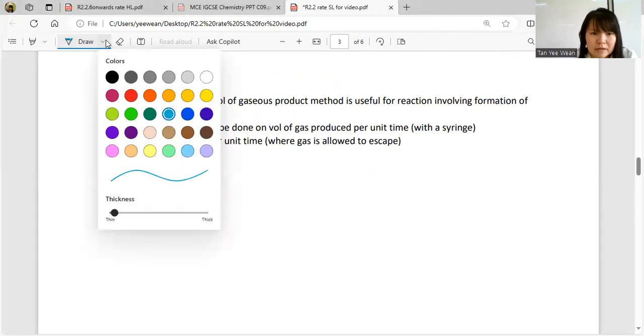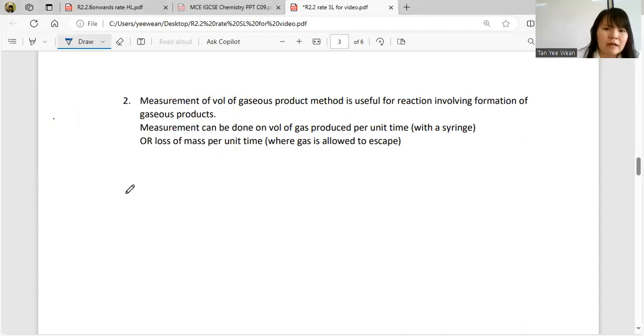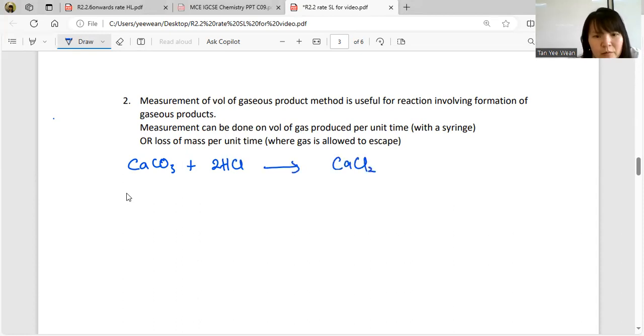Okay, next methodology to find the rate of reaction. This is for reactions that involve liberation of gas. So for example, carbonates, so calcium carbonate. This is just an example, okay? I'm not fixing anything here. Just an example of a reaction that can form gas, or it will liberate carbon dioxide here. Okay, so this will be liberated.